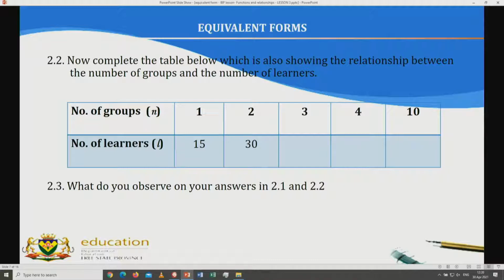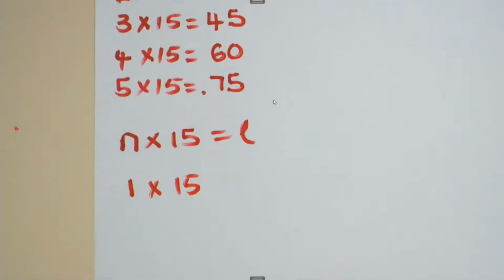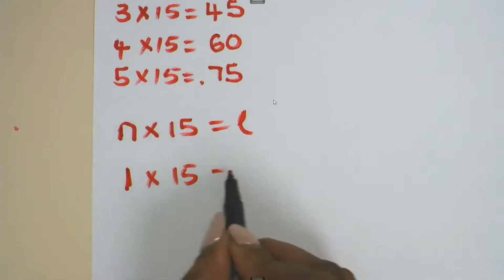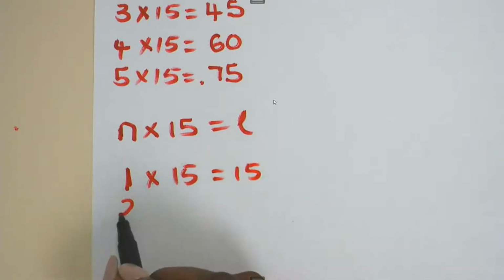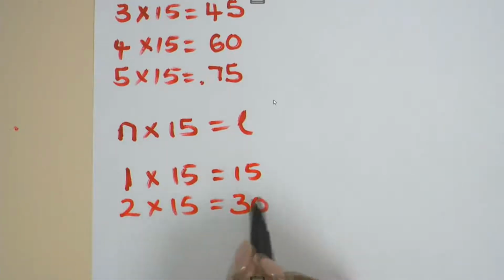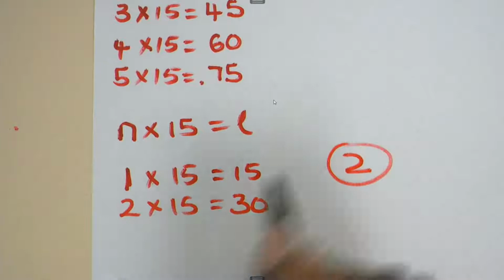Therefore, we are having 1 multiplied by 15 as well. We are also going to have the same outcomes as the first one. Then we are having 1 multiplied by 15, which is 15. 2 multiplied by 15, the answer will be 30. This is for the second diagram.